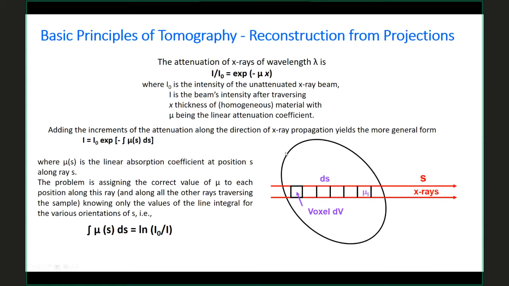The solution is that if you measure the rays going in all different directions that all go through this same voxel, there is sufficient information there to reconstruct what mu of that particular voxel is. As I say, it's not obvious that it's possible to do that. A Nobel Prize was awarded for showing that you could.